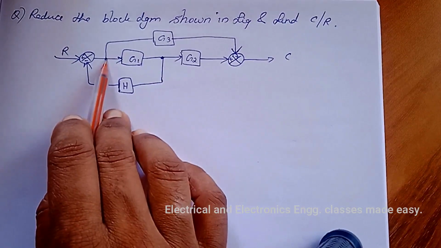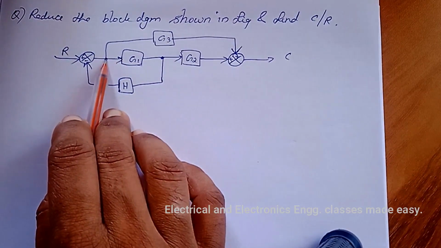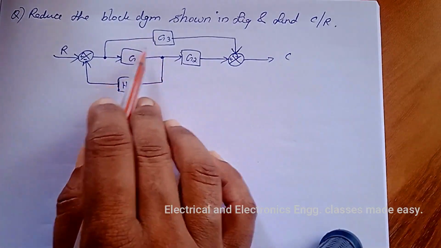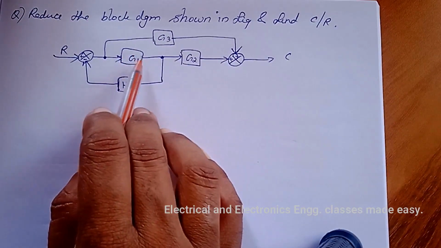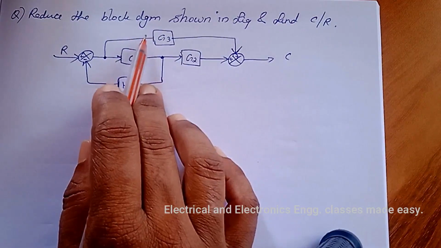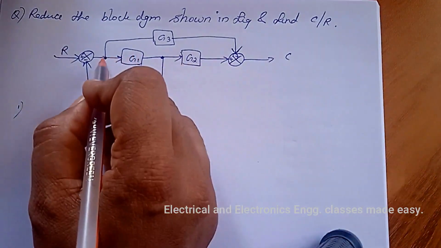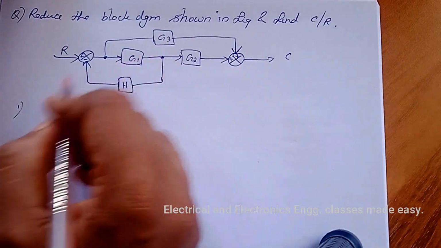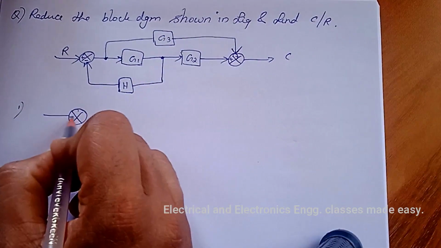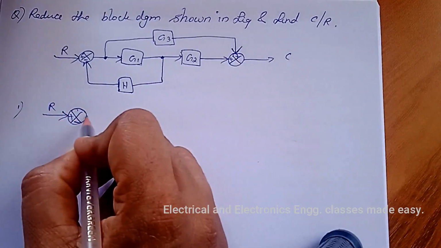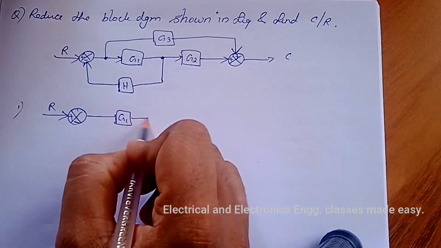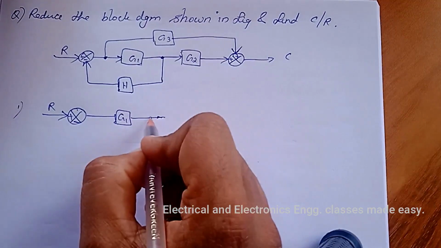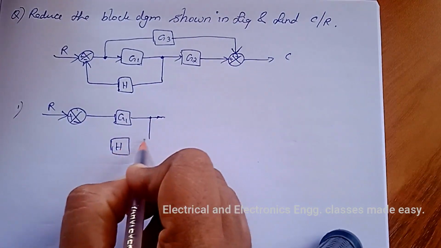So changing the branch point after the block means we have to add the reciprocal of that transfer function here. So in the first step we have to change this branch point from here to here, that is plus minus, this is G1. So changing this branch point to this point, and there is a feedback path.